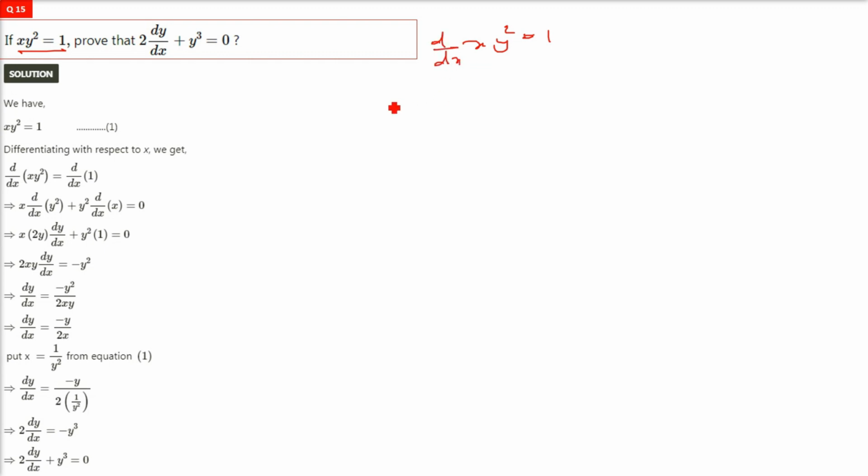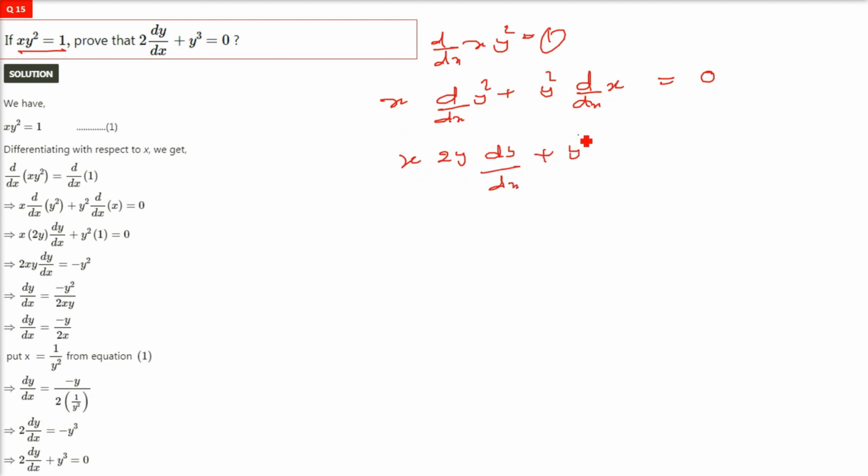xy² equals 1. Let us understand. So I am applying the product rule. x d/dx of y² plus y² d/dx of x is equal to d/dx of 1, which is going to be 0. So we have x times 2y dy/dx plus y² d/dx of x is 1. And this is going to be 0.